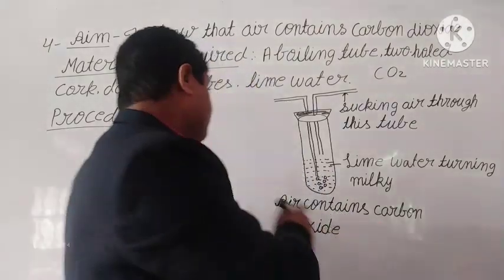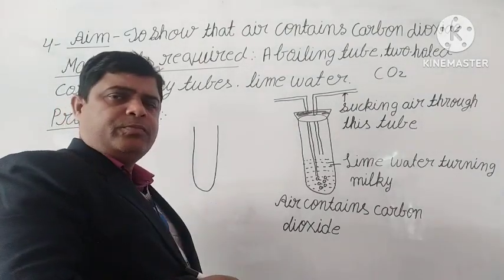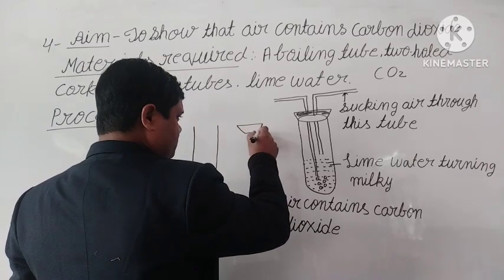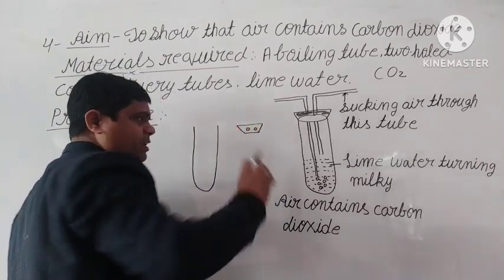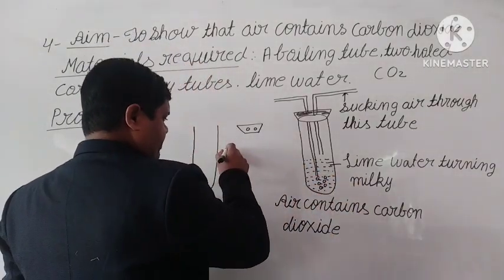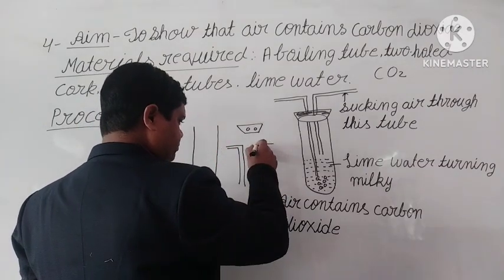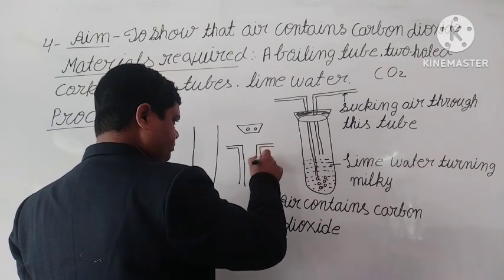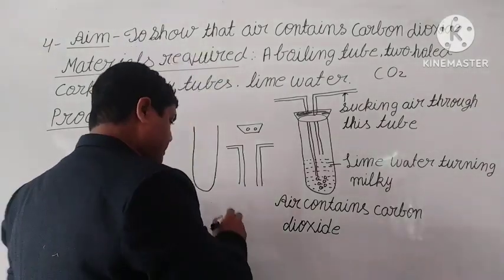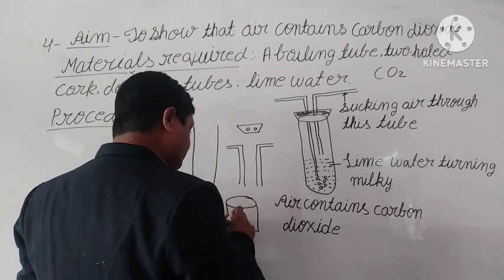You know, students? See, this is the test tube. This is the cork. Two-hole cork means a cork that contains two holes. Clear? Next, we need two L-shaped tubes. Clear? And after that, we need lime water. Clear?